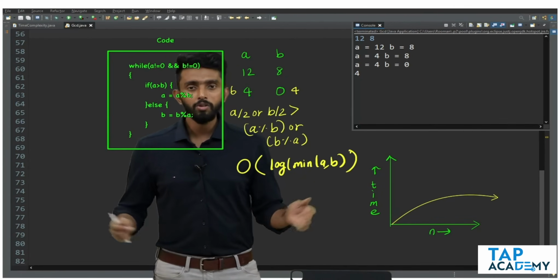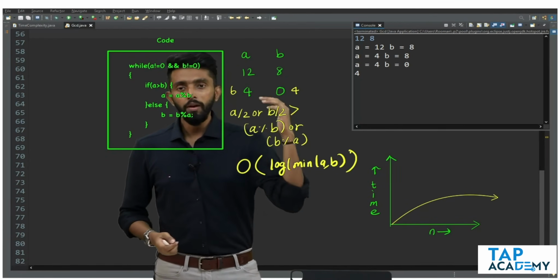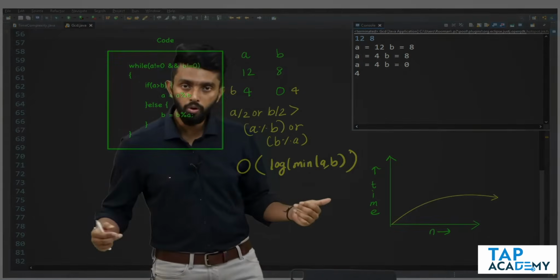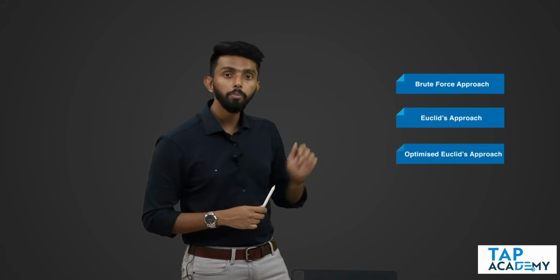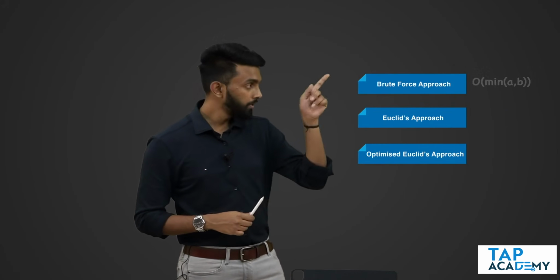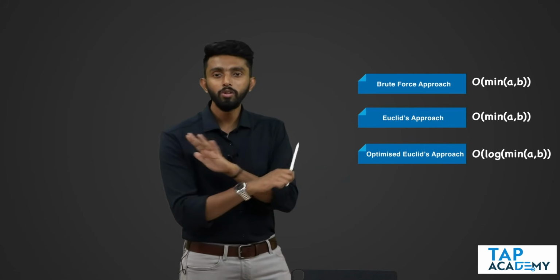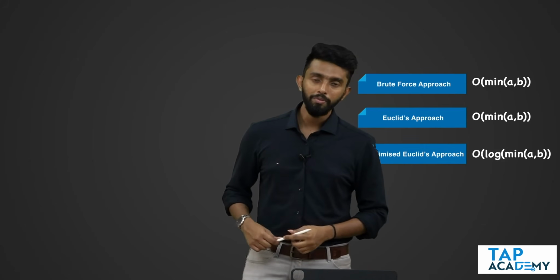Anyways, I hope this is also crystal clear to all of you. We have looked at the brute force approach, then Euclid's approach, then the optimized Euclid's approach. And I hope the time complexity of all three is also clear to each and every one of you.